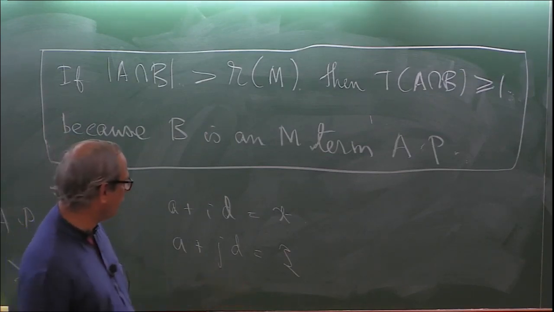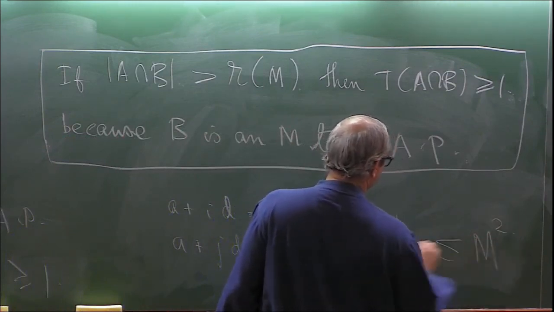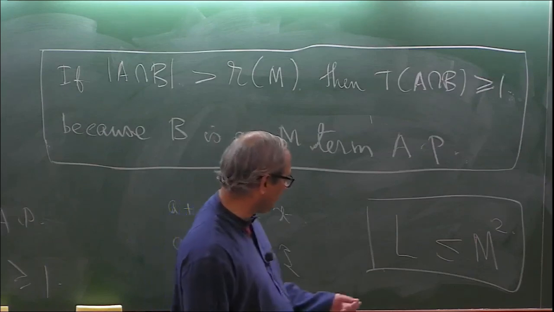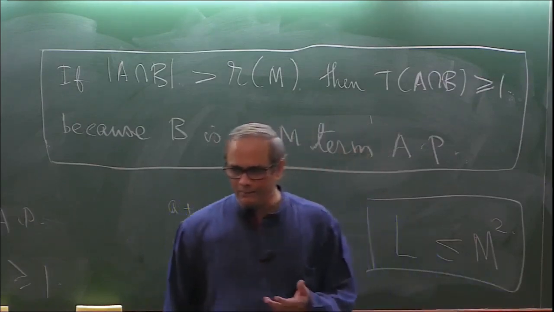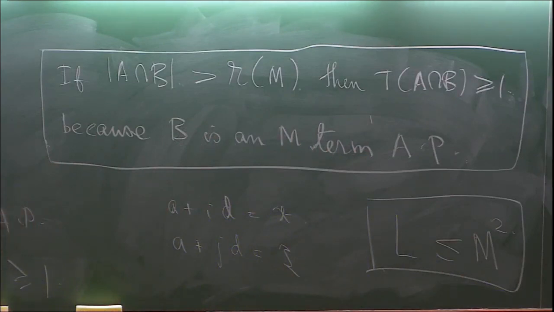Okay? So it follows that L is less than or equal to M squared. This is a trivial bound. You can improve it slightly, be somewhat more careful, and get say M squared over 4 or so, but that's not going to be important to what we want. L is less than or equal to M square.